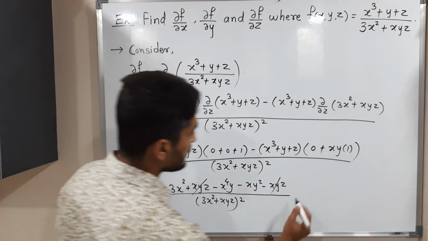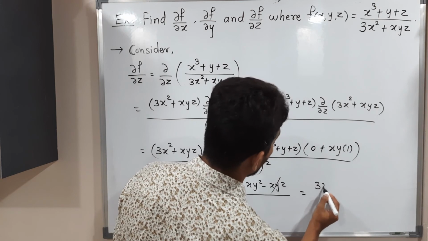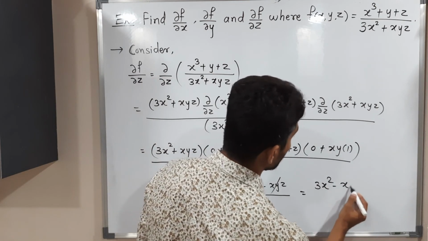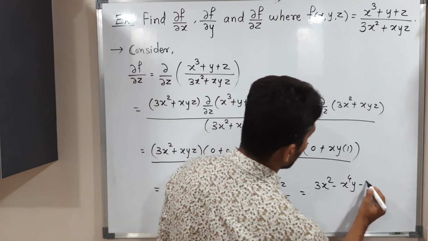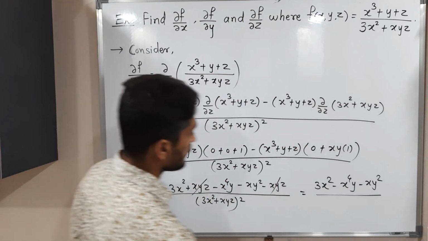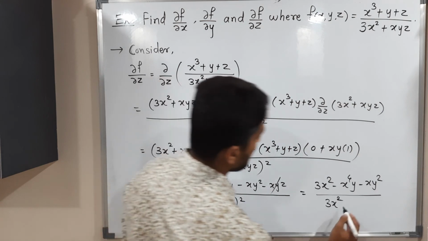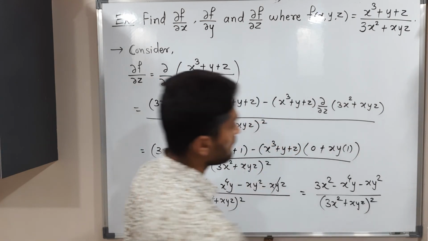So I will write here the final answer. The final answer will be 3x square, correct? And minus x raised to 4y minus xy square, whole divided by (3x square plus xyz) bracket square. So in this way we finish the example.